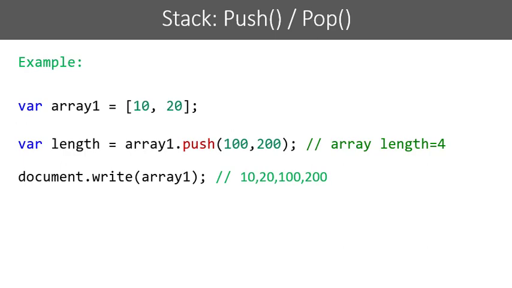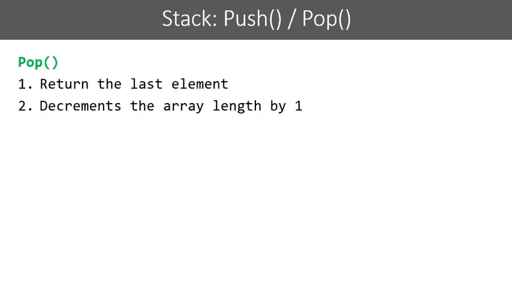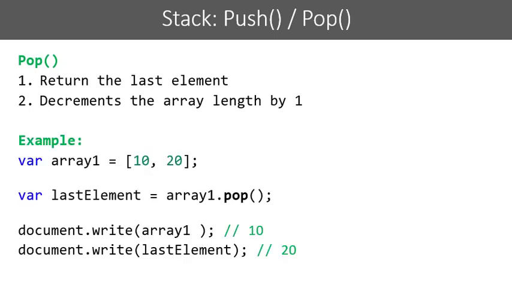So here in this example, I have used the push method to add values 100 and 200 at the end of the array. It returns 4 as the new length of the array. The pop method returns the last element of the array and decrements the array length by 1. So it only removes the last element by decrementing its length. Here in this example, I have used the array1.pop method to get its last element.